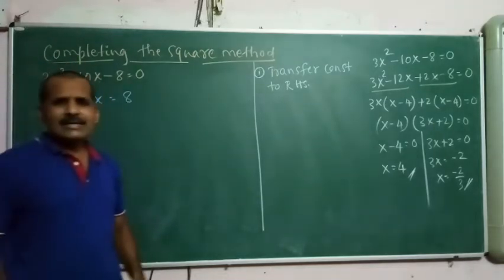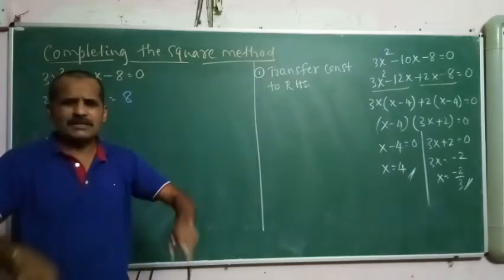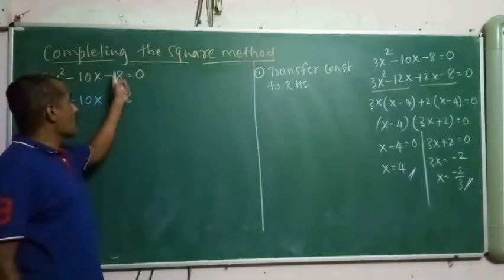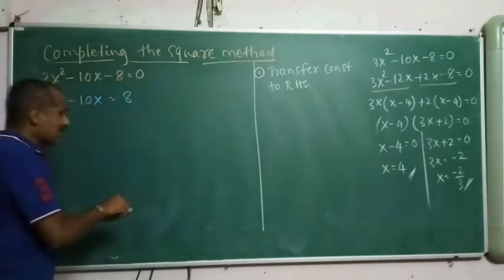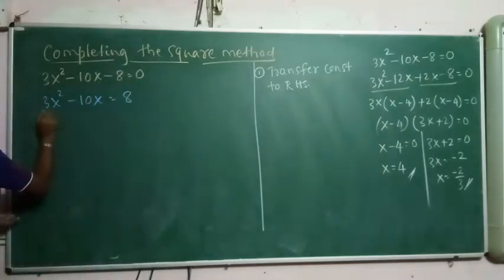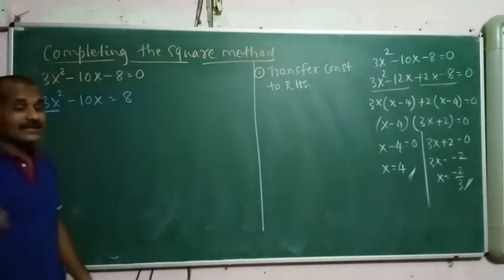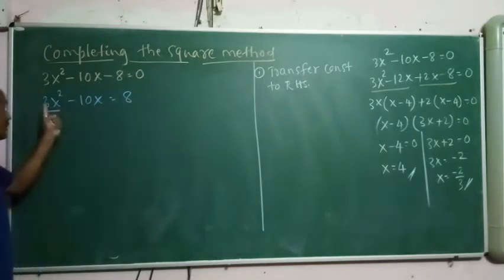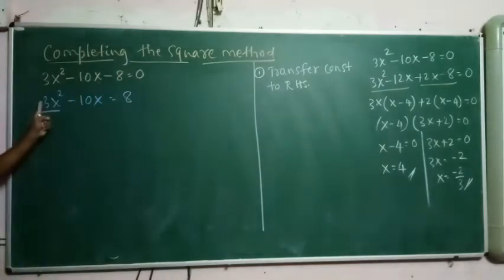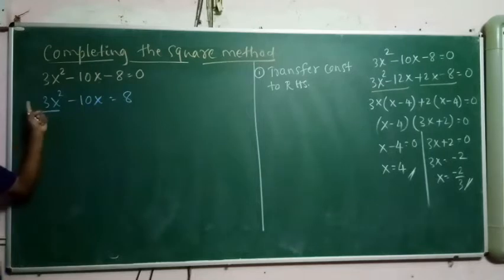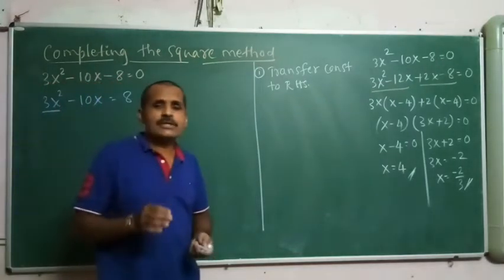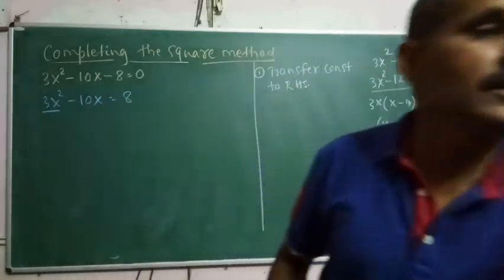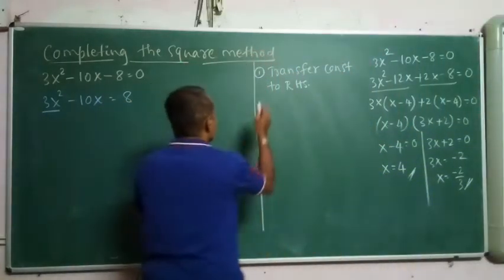This is the first step. Transfer the constant, whatever it may be, 8, 7, or minus 4, to the RHS. First step is over. Second step: this x square has the coefficient 3. Divide each term by the coefficient of x square. That means ultimately I want to make the coefficient of x square as 1. Second step.